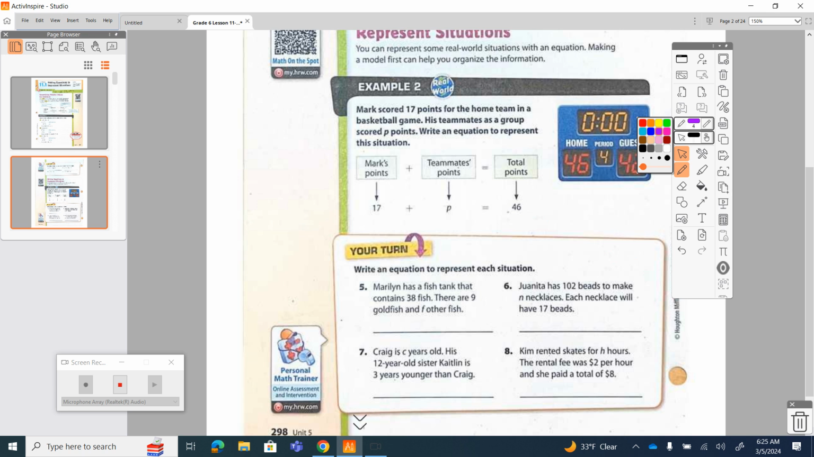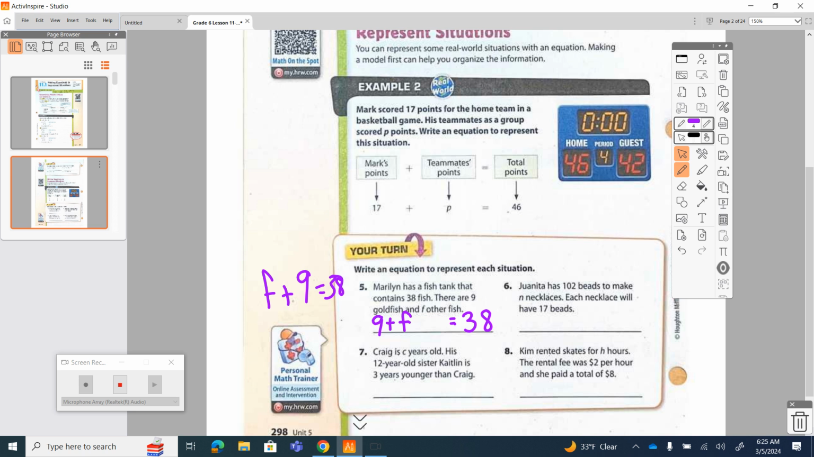Marilyn has a fish tank that contains 38 fish, okay? So 38 is the total. I'm going to put it on that side. So we have some goldfish and we have some other fish. And this F other fish is just telling me that for the other fish, I want to use the letter F. If you wrote this, 9 plus F equals 38, that's correct also.